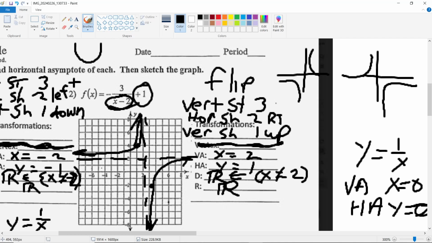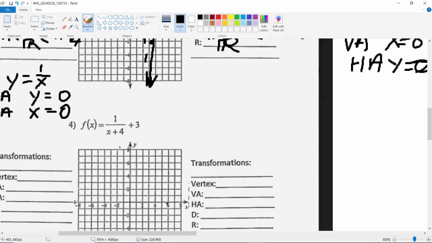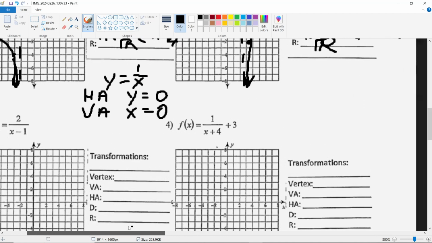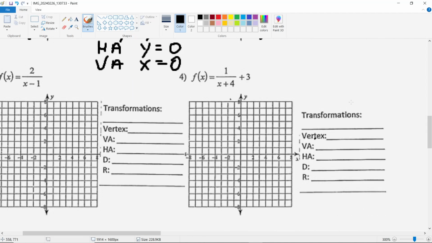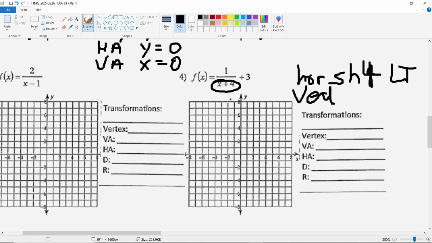So you've drawn it. And that's all the questions answered. Now I'll do one more. Let me do 1 over x plus 4 plus 3. So, number 1, there's no stretch. Here's the horizontal shift. It's 4 to the left, since it's plus 4. A vertical shift of 3 up.